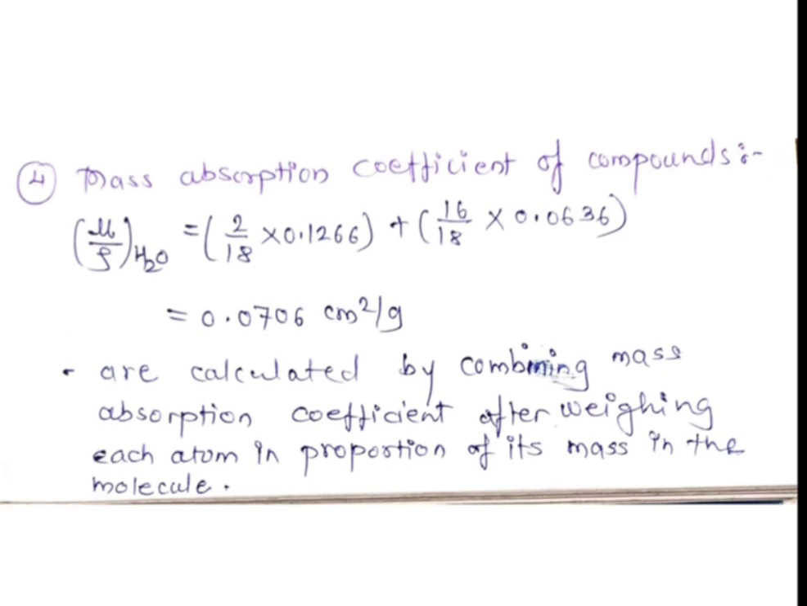So we have calculated all the values by combining the mass absorption coefficients after weighting each atom in proportion to its total mass in the molecule. So 2 is the mass of the hydrogen, because 2 hydrogens are there, divided by 18, the total mass of the water molecule, into the mass absorption coefficient of the hydrogen, plus in the second bracket we take the mass of the oxygen divided by the total mass of the water molecule into the mass absorption coefficient of the oxygen. By adding the two values, we get the final value 0.0706.